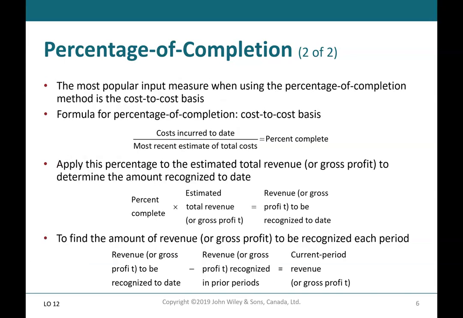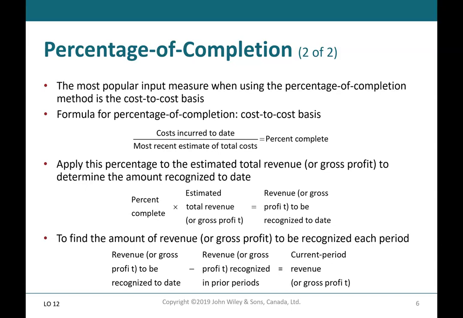Percentage of completion, 2 of 2. The most popular input measure when using the percentage of completion method is the cost-to-cost basis. Formula for percentage of completion, cost-to-cost basis: costs incurred to date divided by the most recent estimate of total costs equals percent complete. Apply this percentage to the estimated total revenue or gross profit to determine the amount recognized to date. Percent complete multiplied by estimated total revenue or gross profit equals revenue or gross profit to be recognized to date.